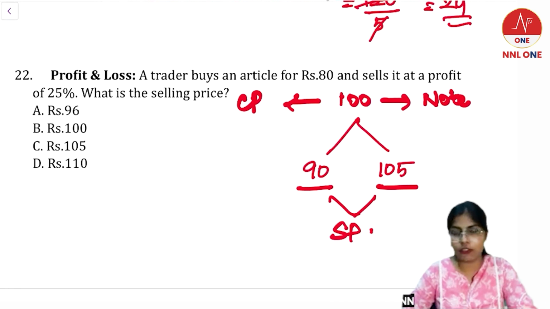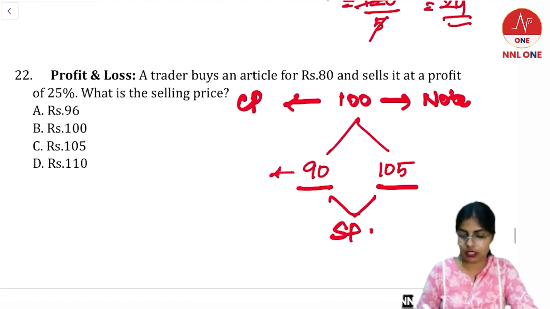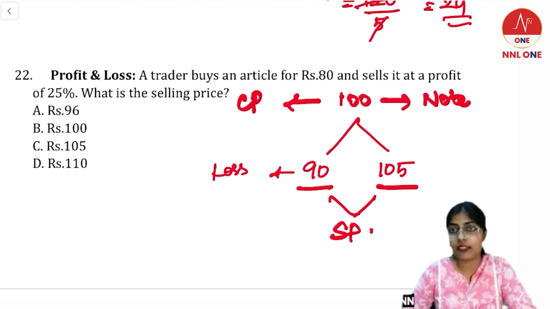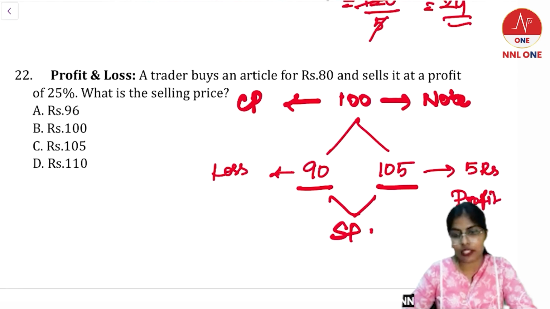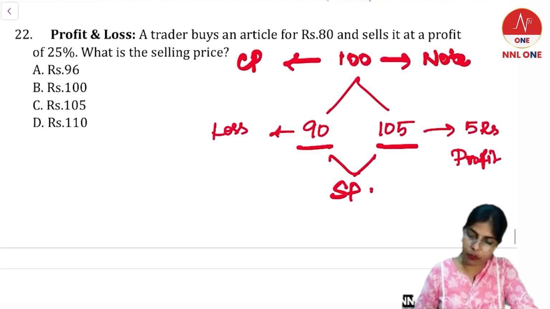I bought a notebook for 100 and I sold it for 90. So here for me it is 10 rupees loss. But here, I bought a notebook for 100 and I sold it for 105 rupees. For me 5 rupees is profit. So always remember, profit is always calculated from the cost price. So what will be the formula for profit?